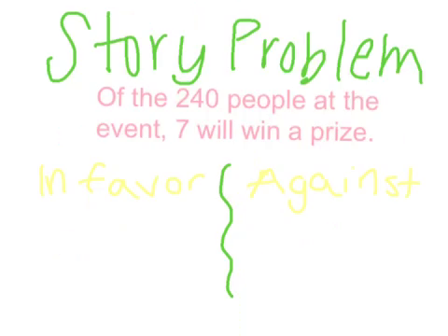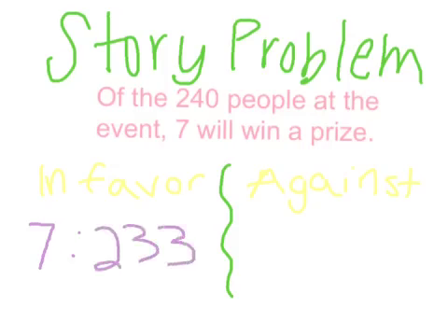Now we will do an example using odds. Of the 240 people at the event, 7 will win a prize. What are the odds in favor of winning a prize? What are the odds against? Now, a way to think of this problem and using odds is to think how many people will go home with the prize. This number represents odds in favor, which in this problem is 7. Next, ask yourself how many people will go home without a prize. The answer is not 240 because that is the total number of people at the event. The answer is 233 because they will not have a prize, and this is odds against.